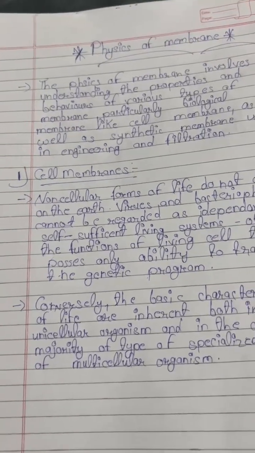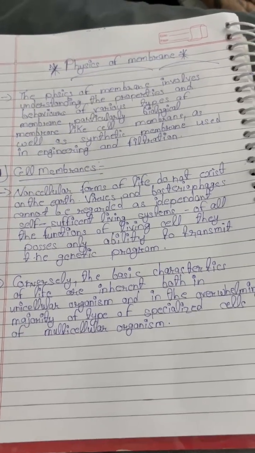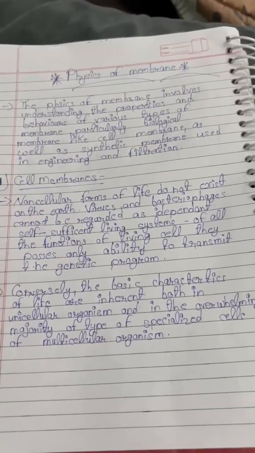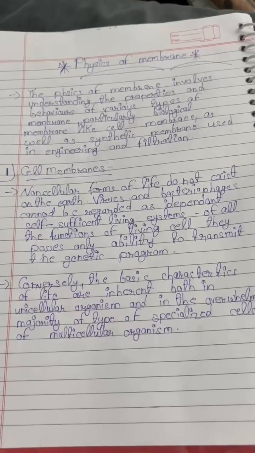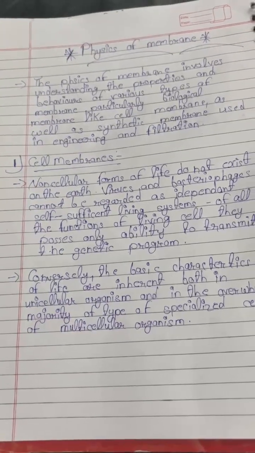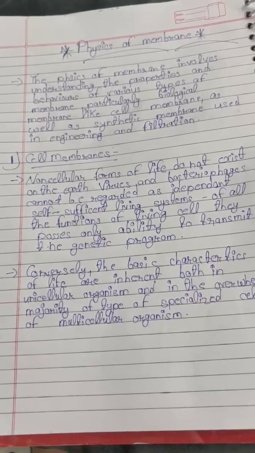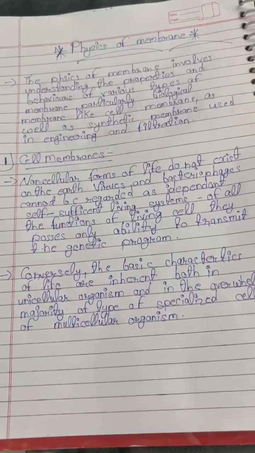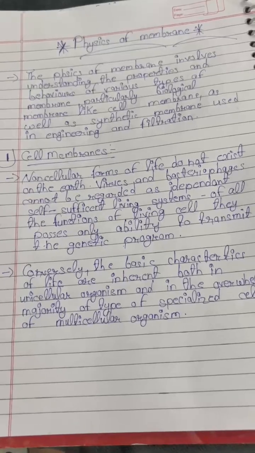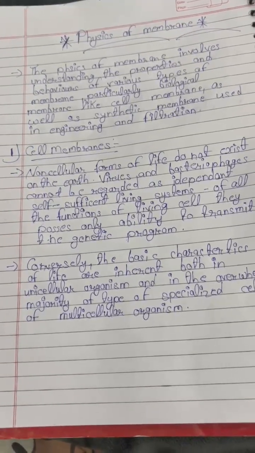First, cell membrane, non-cellular form of life. Non-cellular forms of life do not exist on the earth, and virus and the bacteriophage cannot be regarded as independent, self-sufficient living systems. Of all the functions of the living cells, they possess only the ability to transmit the genetic program.